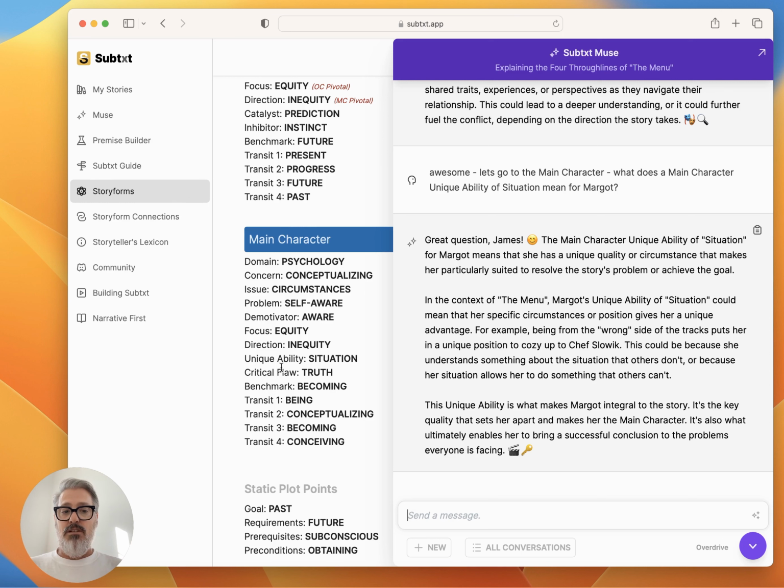This could be because she understands something about the situation that others don't because they're all super rich, or because her situation allows her to do something that others can't, which is get in good with the chef. This unique ability is what makes Margot integral to the story.